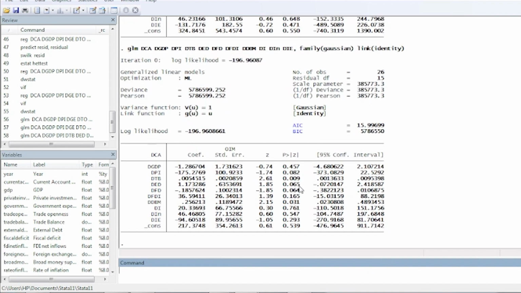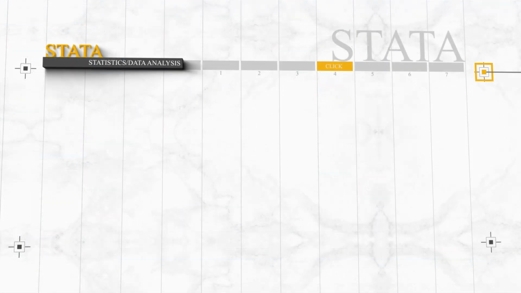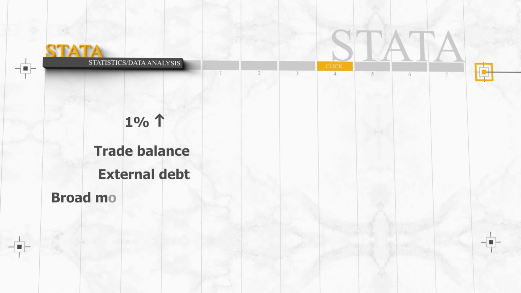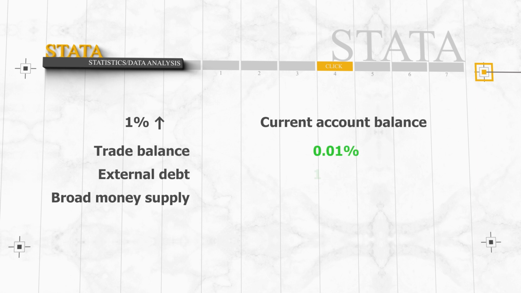The results of the model show that now the p-value of 2 variables, DTB and DDBM, is less than 0.05. For variables DPI, DED, and DFD, the p-value is less than 0.10. Therefore, the significance is derived at a 10% level of significance. Hence, we can conclude that with a 1% rise in the trade balance, external debt, and broad money supply, the current account balance rises by 0.01%, 1.17%, and 0.26% respectively.